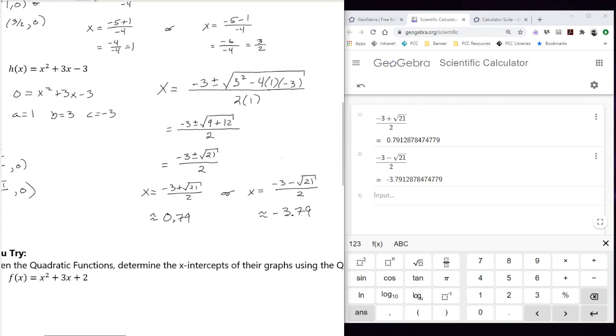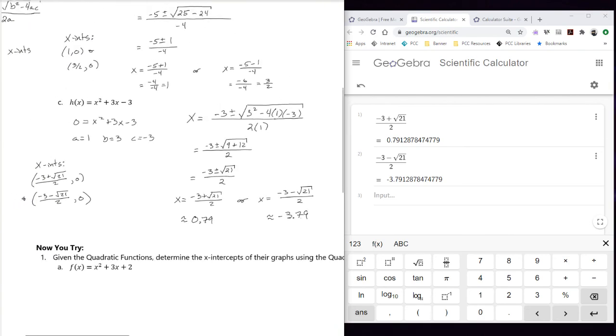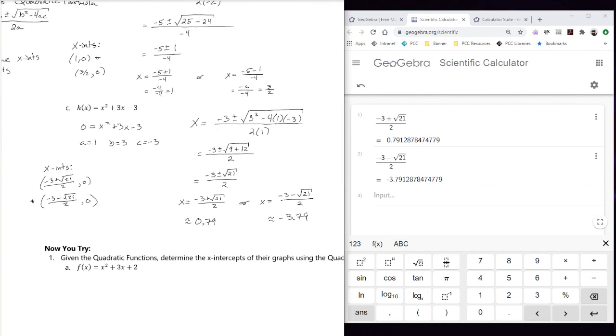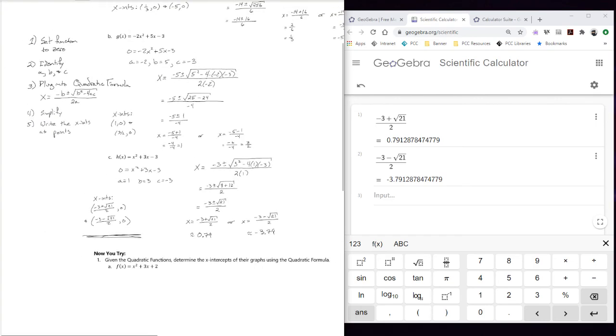So if we were plotting these, we could get those approximations. But we also want to just know what's the simplest form of the exact value, so don't neglect these exact forms here. All right, that is the lesson on this.